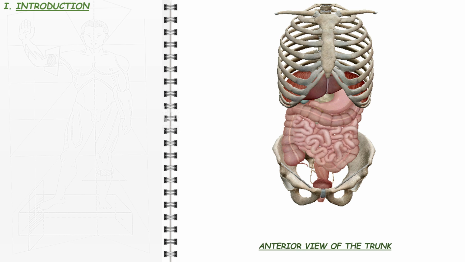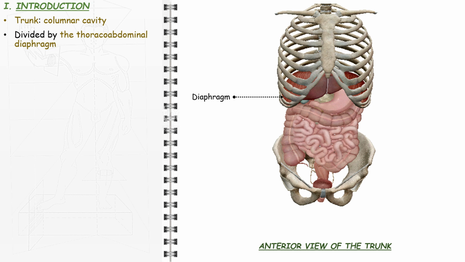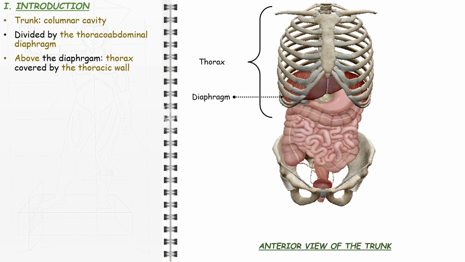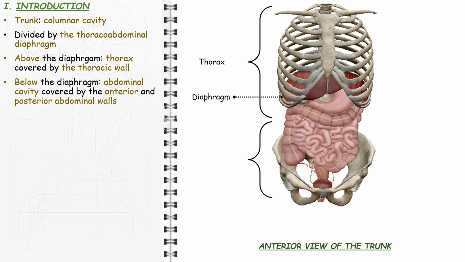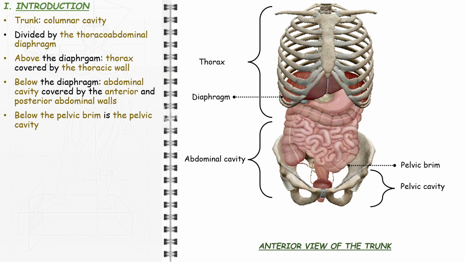The trunk is a columnar cavity divided by the thoraco-abdominal diaphragm. Above the diaphragm is the thorax bounded by the thoracic wall. Below the diaphragm is the abdominal cavity covered by the anterior and posterior abdominal walls. Below the pelvic brim is the pelvic cavity. The latter can be distinguished from the abdominal cavity proper. It is closed below by the pelvic diaphragm.